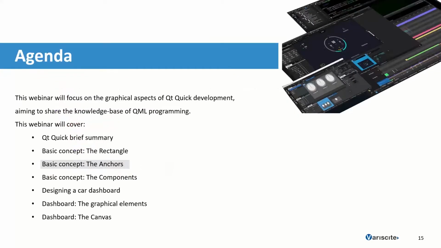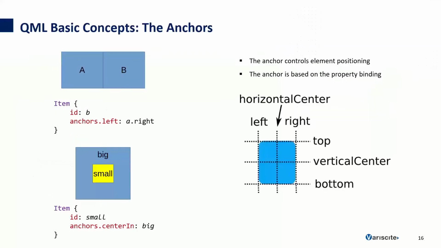Okay, now let's go on and try to understand what anchors are. In order to keep the alignment, or the relative position, between objects in QML, you can use anchors. Anchors are elements that control the positioning of a specific object with reference to a different object.